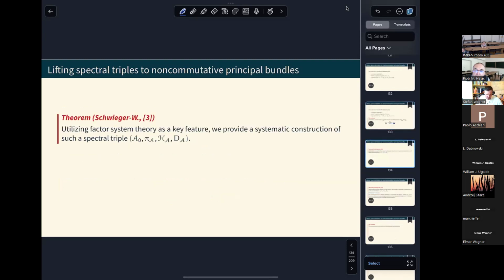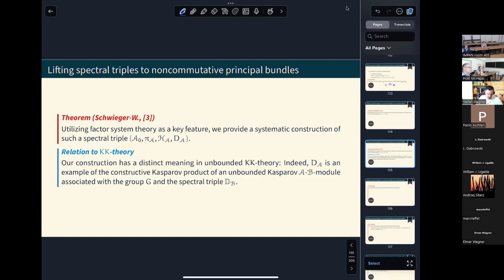And yeah, using this factor system theory as a key feature, we were able to provide a systematic construction of such a spectral triple. And this also has relations to KK theory, because this operator, the Dirac operator that we constructed, is an example of the constructive Kasparov product.